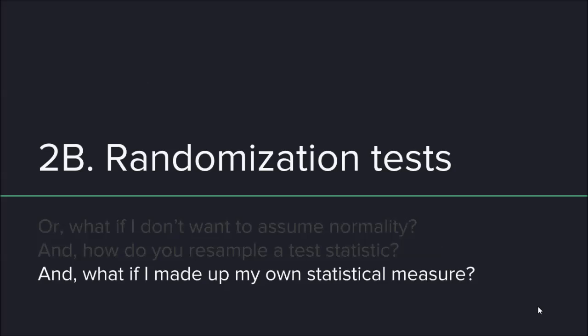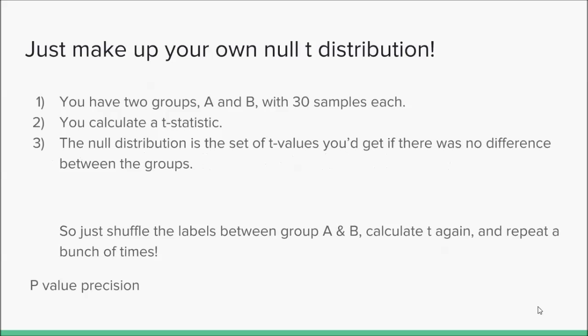So, what if you made up your own statistical measure? Well, this is actually just a general question that kind of glosses over all the things you could do. So we talked about this, making up the null distribution, and shuffling the labels. One thing that I forgot to talk about, which Burke pointed out in class today, is this little note that I have here, which is the precision of your p-value.